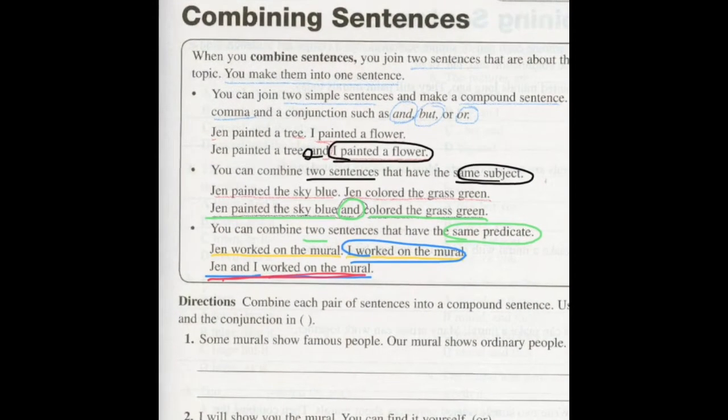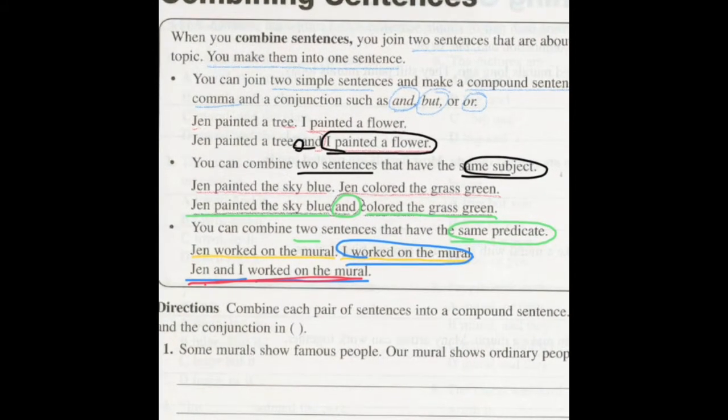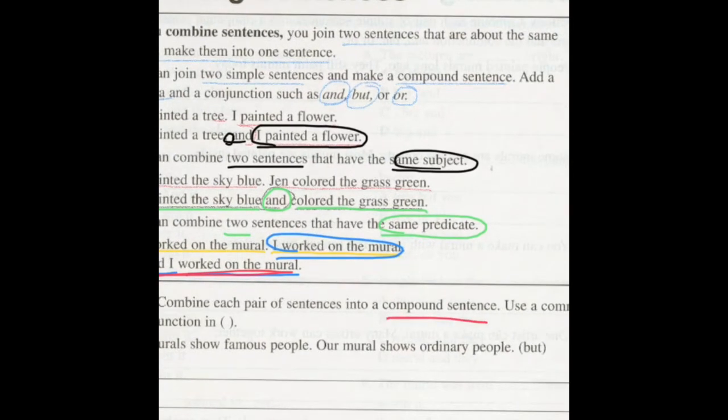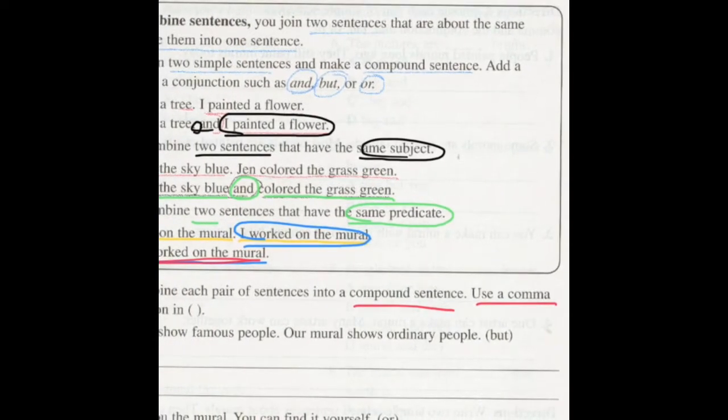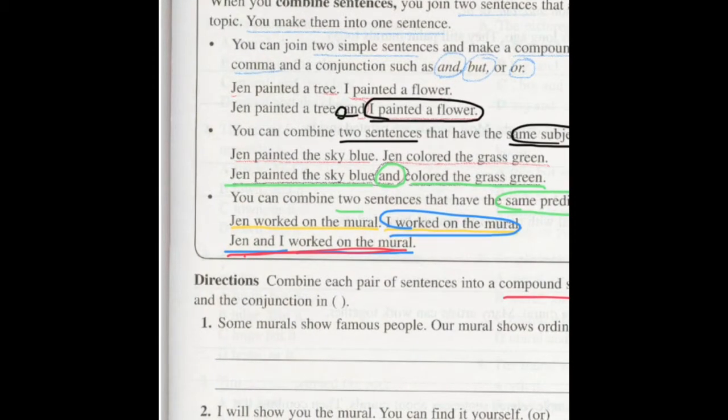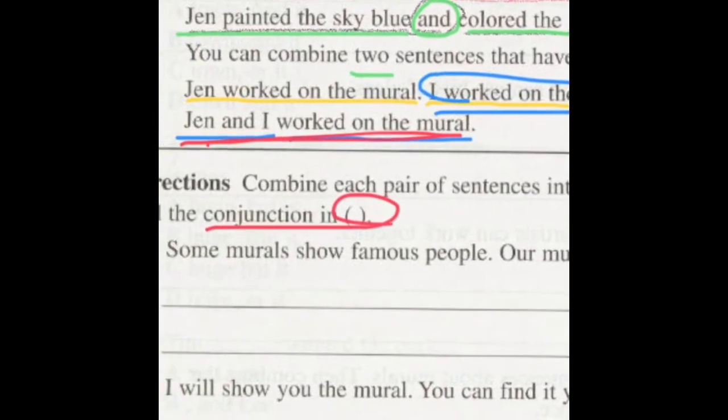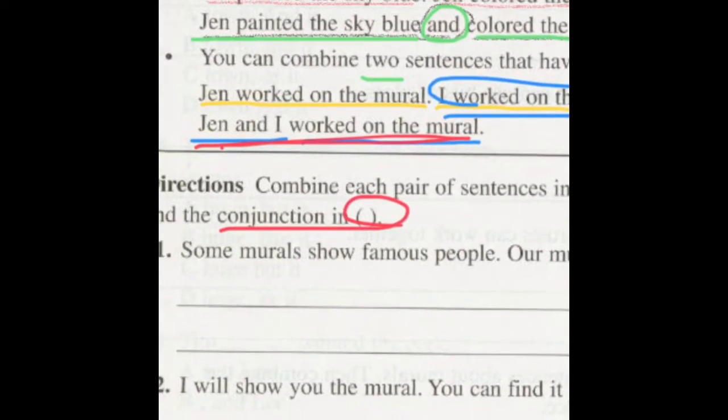All right, directions. We're just going to do the first two here today. Combine each pair of sentences into a compound sentence. Use a comma. That's telling me we're going to keep the sentences the same and they're not going to change. And then we have our conjunction that they're going to give us in parentheses. So I'm just going to start writing the first sentence.